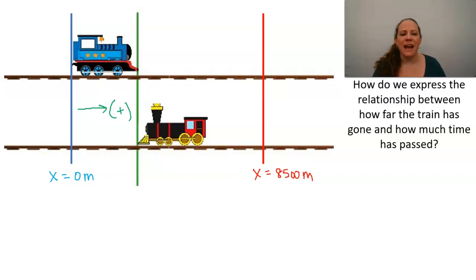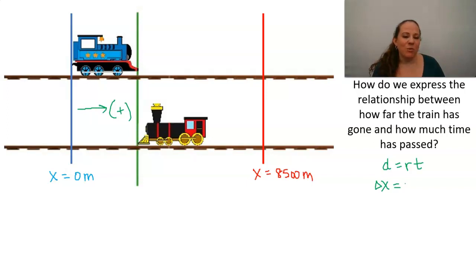So the important question we need to ask is, how do we express the relationship between how far each train has gone and how much time has passed? In math class, you probably learned the relationship distance equals rate times time. And in physics, we're going to be a little more specific than that. We're going to talk about the displacement, the change in position of each train, which, because each one is moving only in one direction, will in this case be equal to the distance the train has traveled.